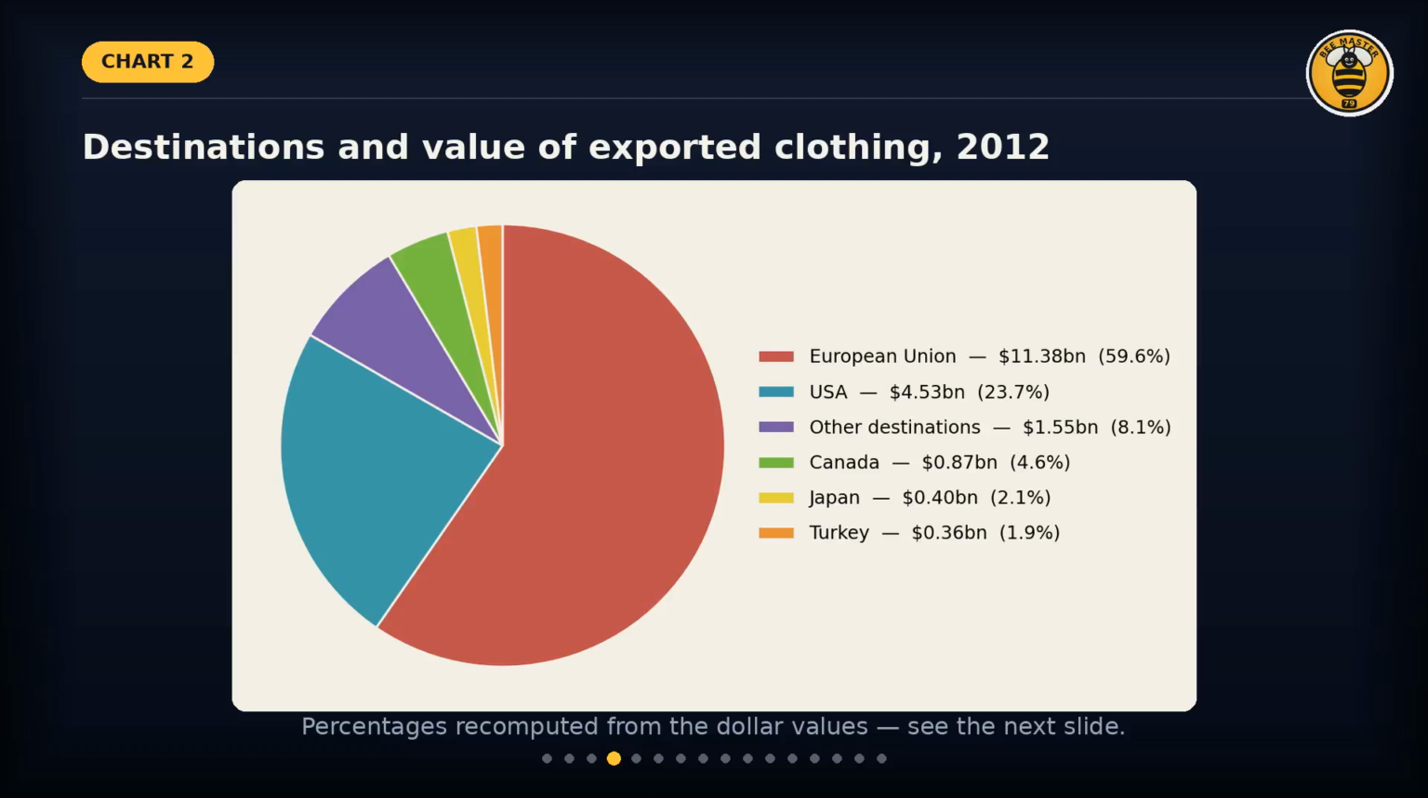This is the second chart, where those clothes went in 2012. The European Union takes $11.38 billion. The United States takes $4.53 billion. Other destinations take $1.55 billion. Canada, Japan, and Turkey together take less than $1.7 billion between them.